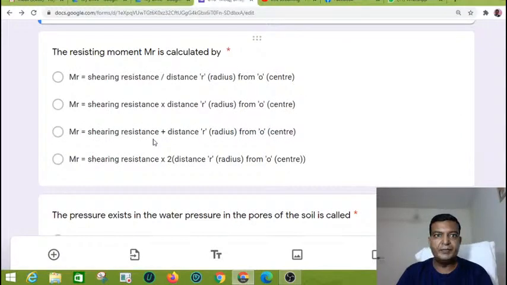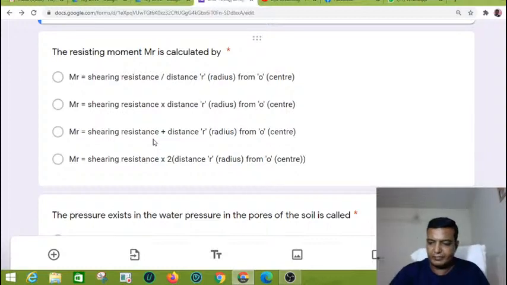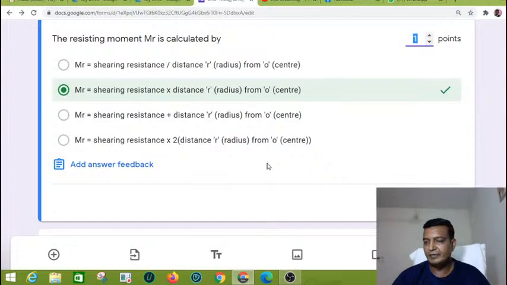Resisting moment is calculated by shearing resistance multiplied by distance, plus distance, or 2 times distance. What will be the answer? Put up your answer. The resisting moment is calculated by... B is the right answer.